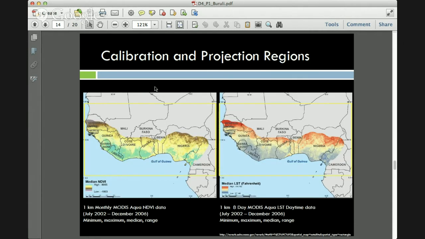Here's another view of our calibration and projection regions. On the left is the median NDVI. The area that is green represents denser vegetation and likely higher soil moisture. Yellow areas represent drier regions. And then within the yellow square across the landscape is our projection region. On the right is the land surface temperature data. Red areas are higher median land surface temperatures, and blue are cooler land surface temperatures.